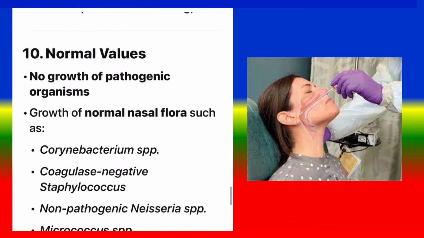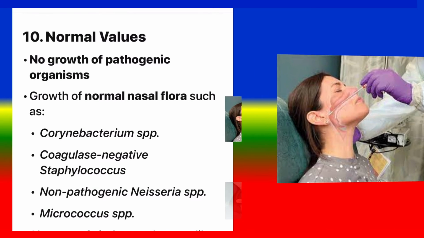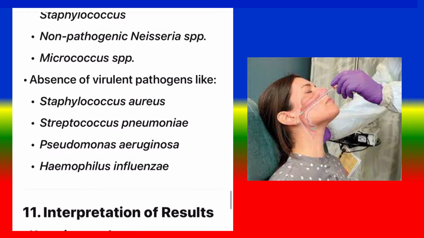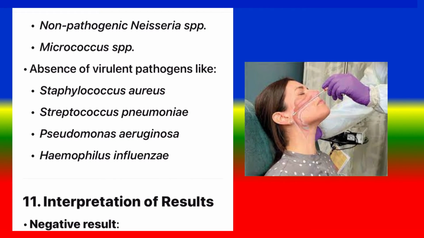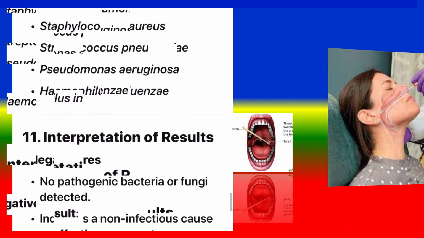10. Normal values. No growth of pathogenic organisms, growth of normal nasal flora, such as Corynebacterium spp., coagulase-negative Staphylococcus, non-pathogenic Neisseria spp., Micrococcus spp., absence of virulent pathogens like Staphylococcus aureus, Streptococcus pneumoniae, Pseudomonas aeruginosa, Haemophilus influenzae.